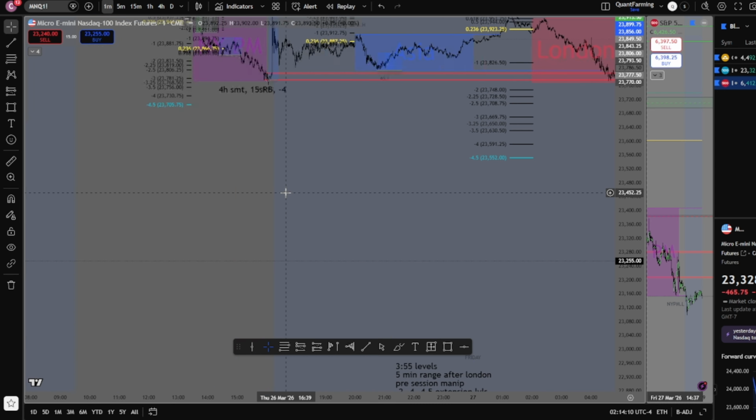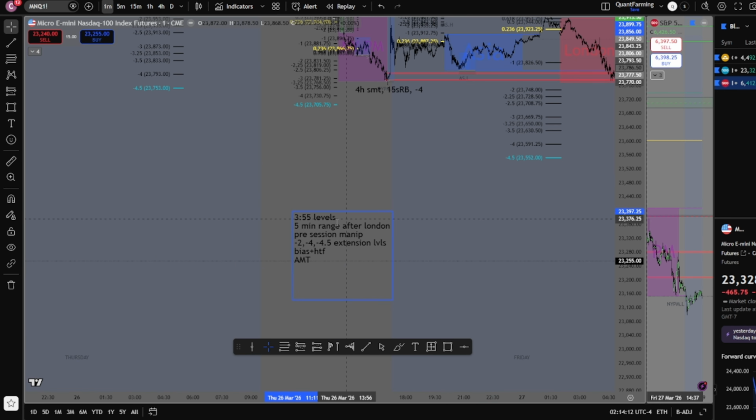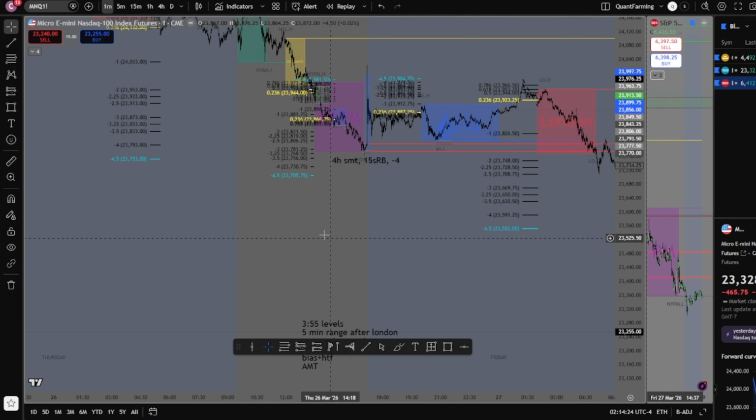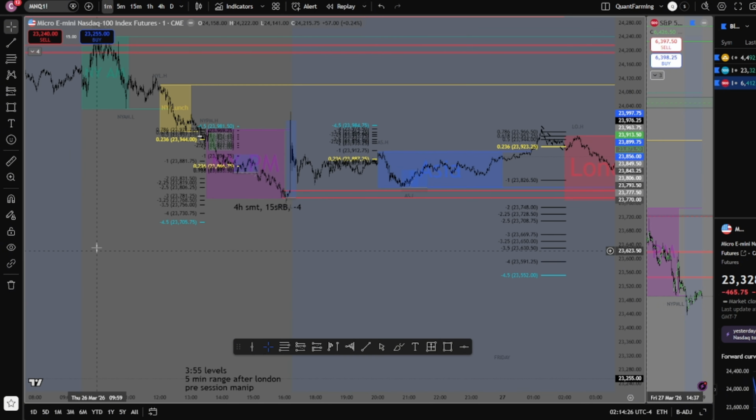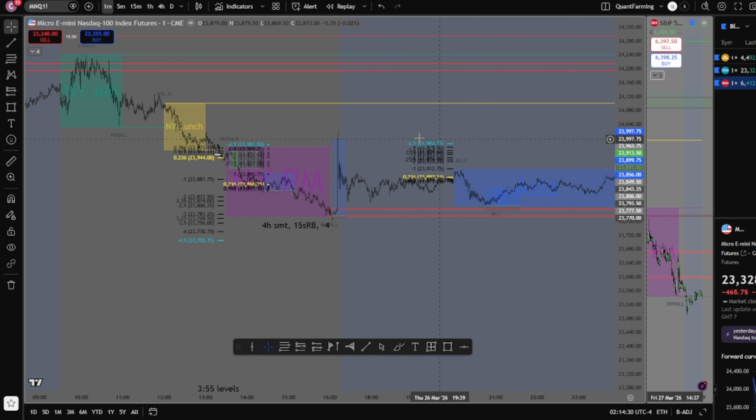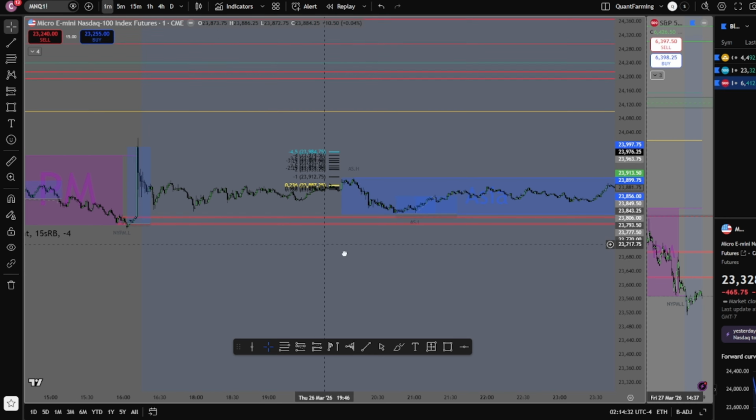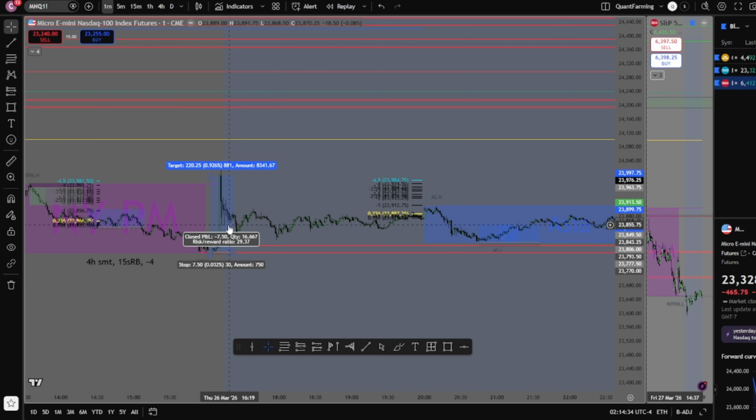Now, the final three confluences we're going to be going over, which I look for, are auction market theory, then our 355 levels, and then the importance of the higher time frame. Now, auction market theory is simple. All the market is doing is trying to find the most fair price to be trading at. It's a market of buyers versus sellers. Now, what does this mean?